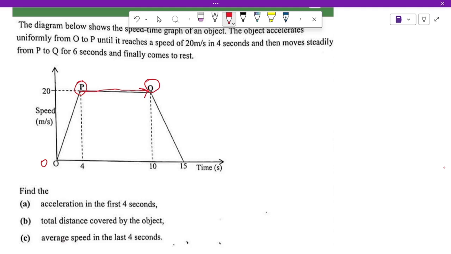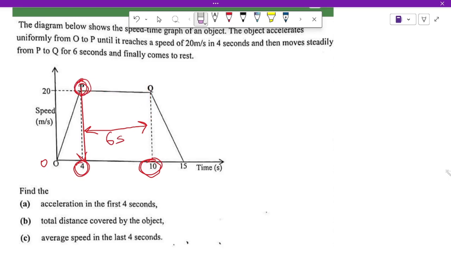Okay, how long did it take to move from P to Q? You need to drop down to the axis for time. Here you have a 10 and there you have a 4. To find the time it took to move from there to there, you simply say 10 minus 4, meaning here you're going to have 6 seconds. That's how long it took to move from P to get to point Q.